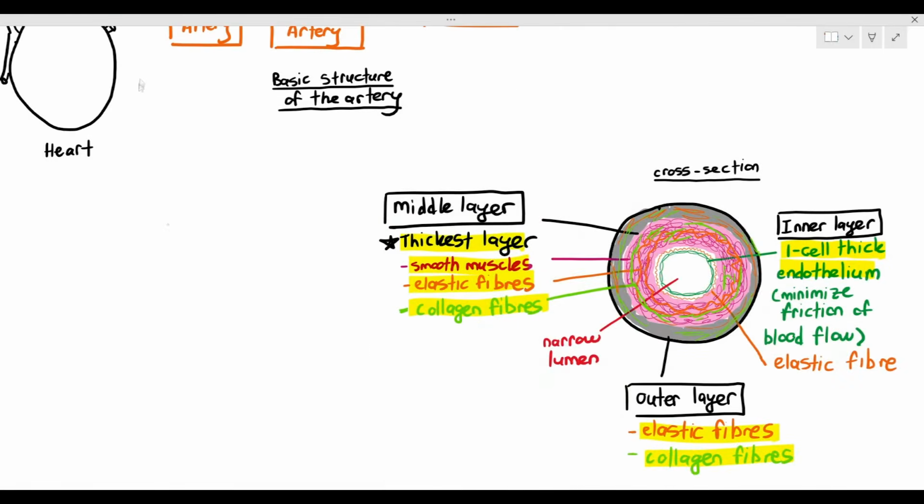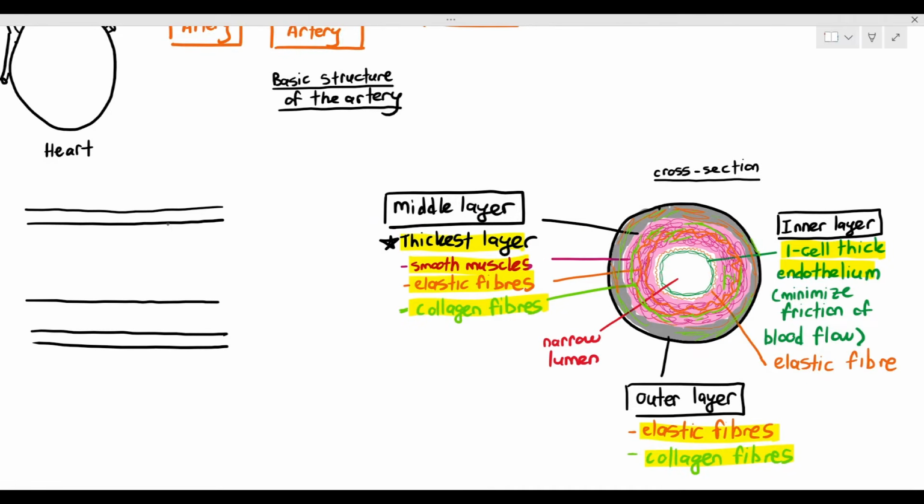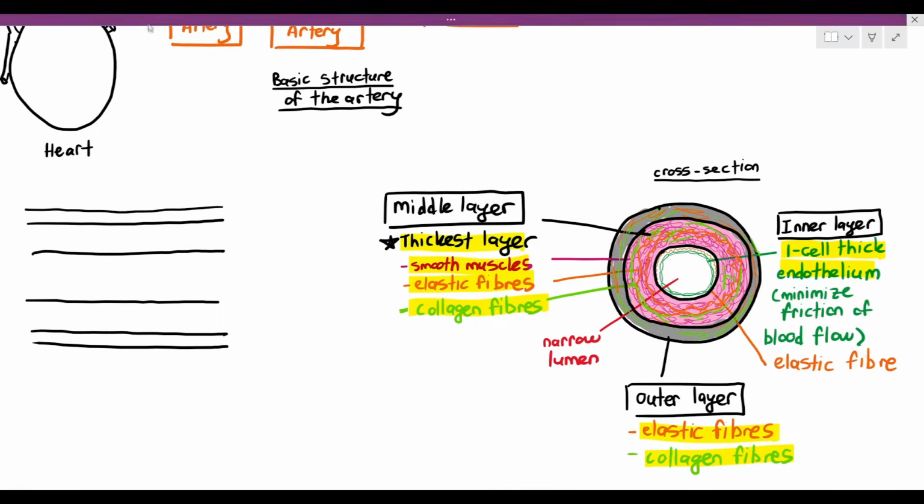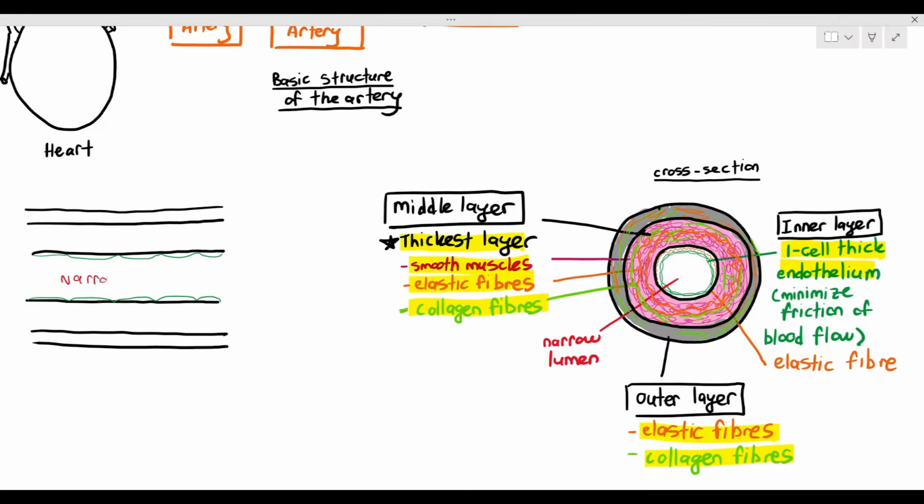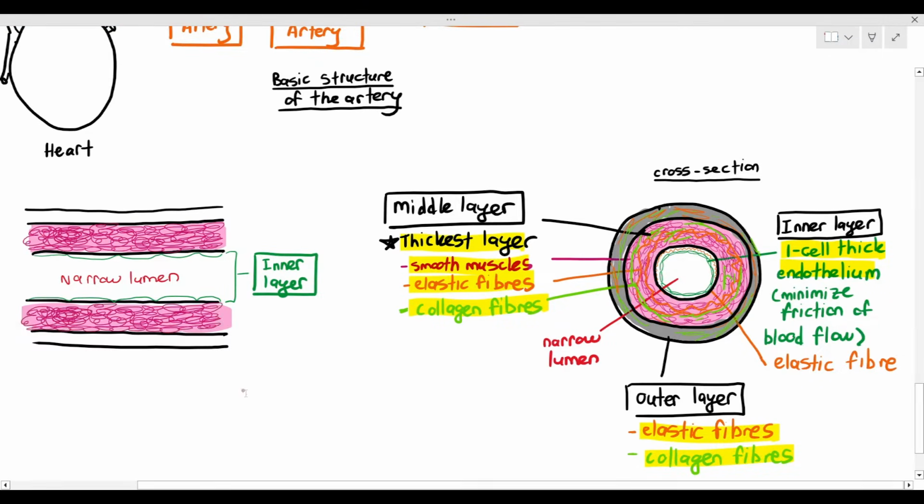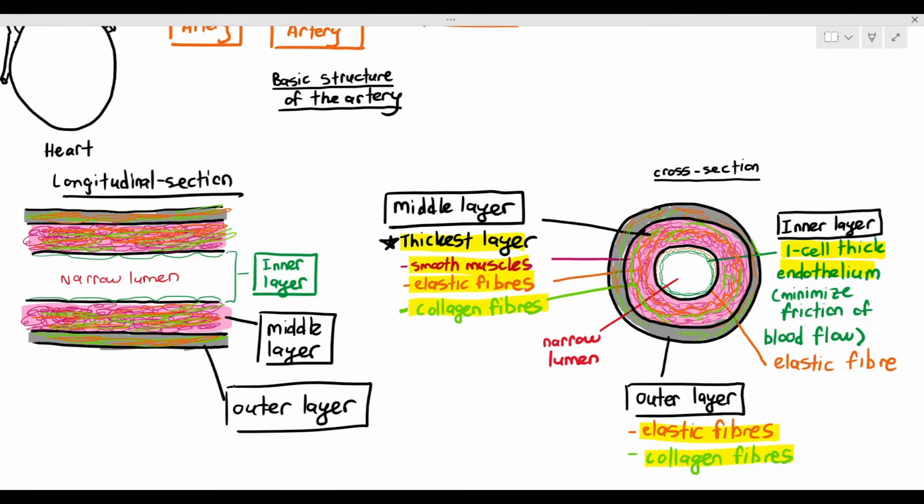And I'm just going to draw out the longitudinal section again. Just looks like a wafer sandwich, right? It has the narrow lumen, the inner layer, which is made up of that green color labels called the one cell thick endothelium. The pink color layer, which I'm highlighting, is the middle layer, which contains the smooth muscle, elastic fibers, and collagen fibers. And of course, last but not least, the outer layer, where it has the elastic fibers and collagen fibers.